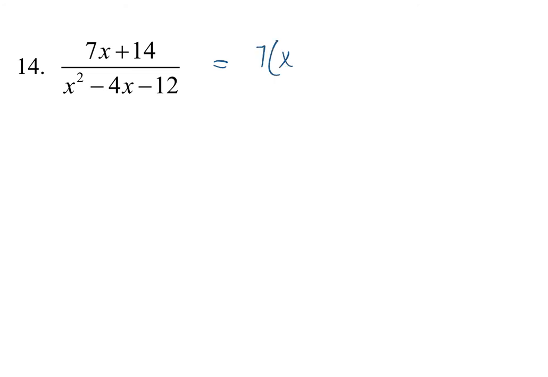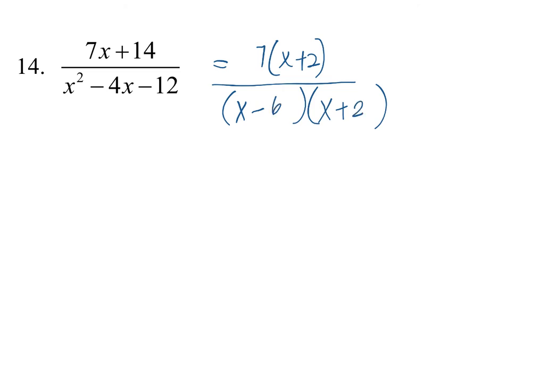On number 14, that top has a GCF of 7. If you factor it out, you're left with x plus 2. The bottom, factors that multiply to give us -12 and add to give us +4. Or if they're multiplying to give us a negative, they're different signs, and if they're adding to give us a negative, the larger number is negative. 6 and 2. Okay, so now the x plus 2's cancel, and we're left with 7 over x minus 6.